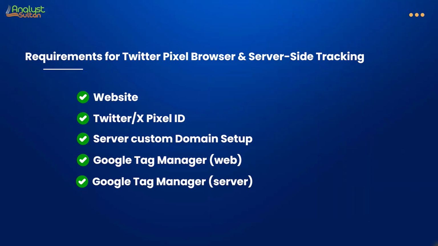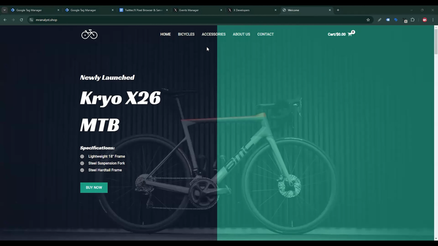Requirements for Twitter Pixel browser and server-side tracking: you need a website, a Twitter or X Pixel ID, a server custom domain setup, a Google Tag Manager web container, and a Google Tag Manager server container. So let's get started. This is my demo website. I want to set up the Twitter or X Pixel Conversion API, both browser and server-side tracking.